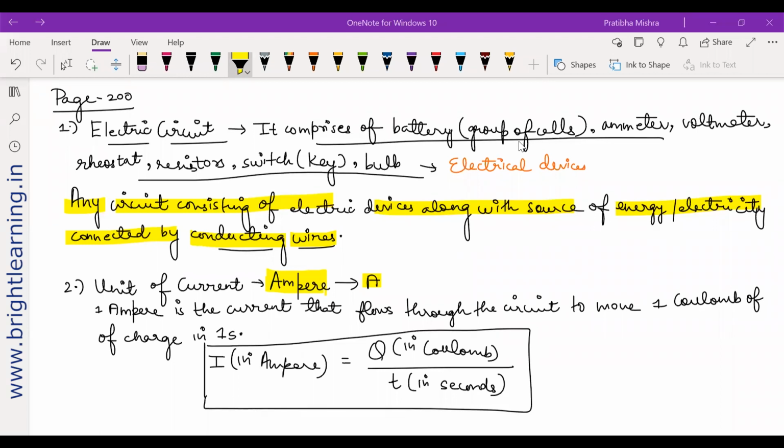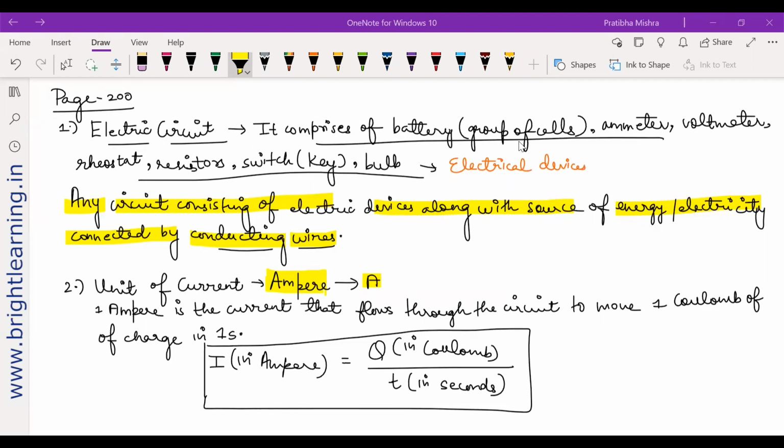Now we have done this. What is the third question? If you read it, it says: calculate the number of electrons constituting 1 coulomb of charge. So you need to find the total number of electrons in 1 coulomb of charge.